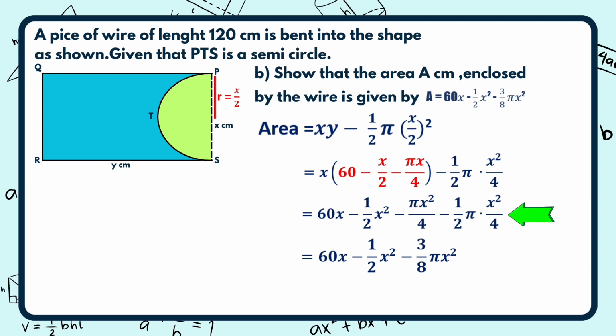Then, we will get 60x minus 1 over 2 x squared minus pi x squared over 4 minus 1 over 2 pi multiplied by x squared over 4. Simplify, and we will get the final answer same as given in the question, which is A equals 60x minus 1 over 2 x squared minus 3 over 8 pi x squared.